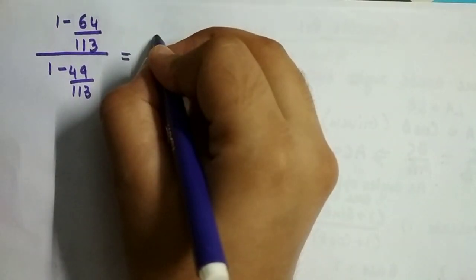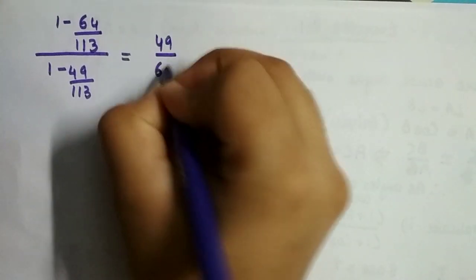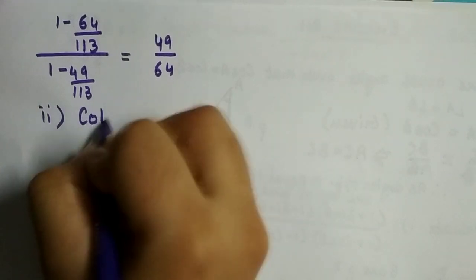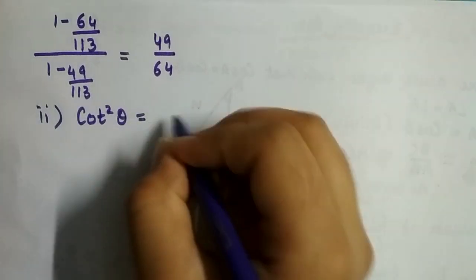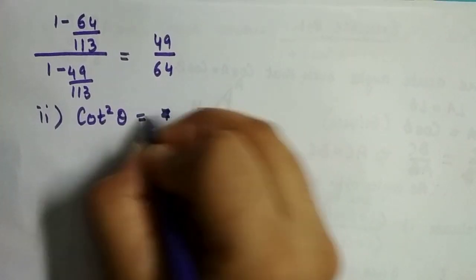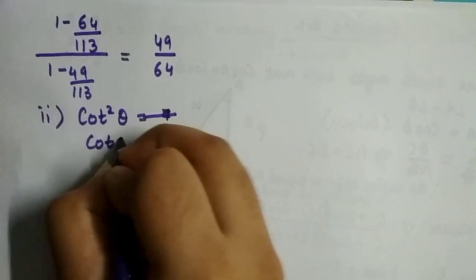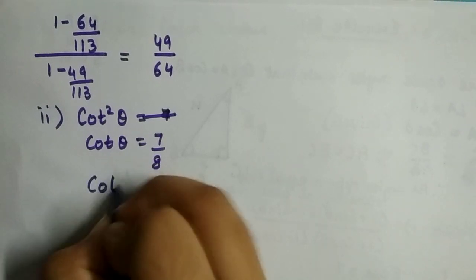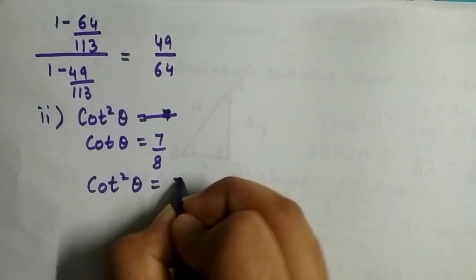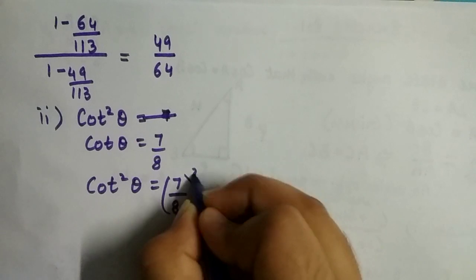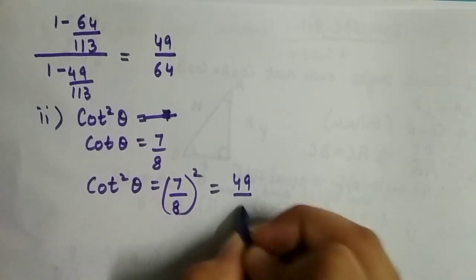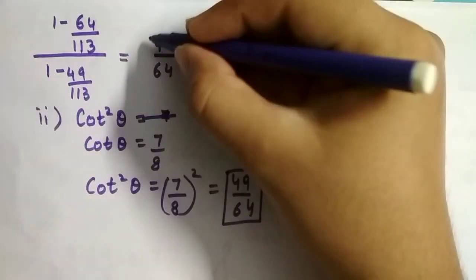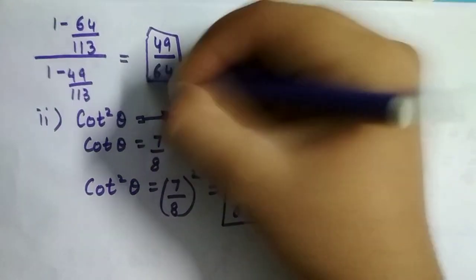It is equal to 49 upon 64. And in the next part we need to find the value of cot square theta. Cot theta was already given as 7 by 8. So cot square theta is square of 7 by 8, that is also 49 by 64. So this is the answer or value of cot square theta, and this was the value of the first part.